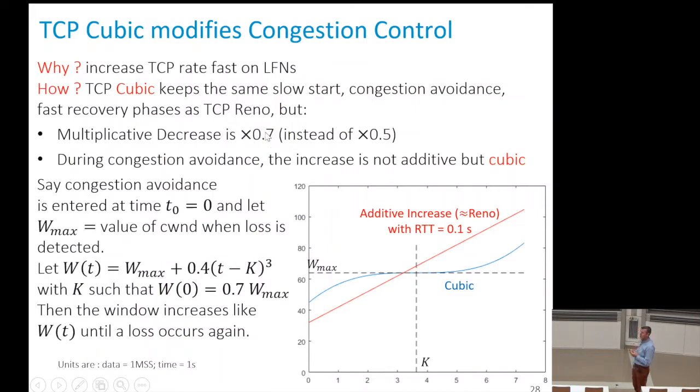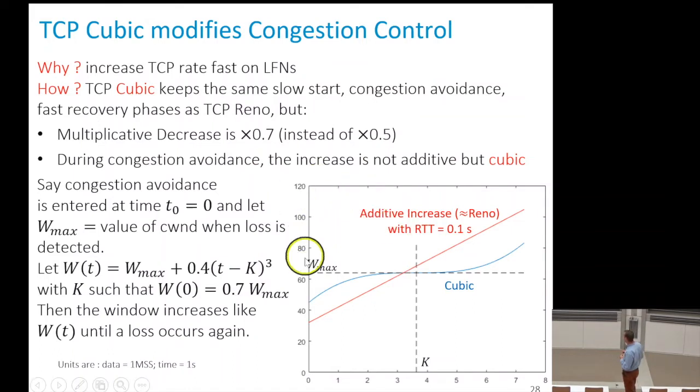So we multiply the window when we feel a loss by 0.7 instead of by 0.5. That's the first thing. So that happens when we perceive a loss. When TCP detects a loss, the window reduces. So assume before the loss, the window size was this horizontal line, called Wmax in this formula. If we would do TCP Reno, we would reduce by 50%, and we would increase almost linearly.